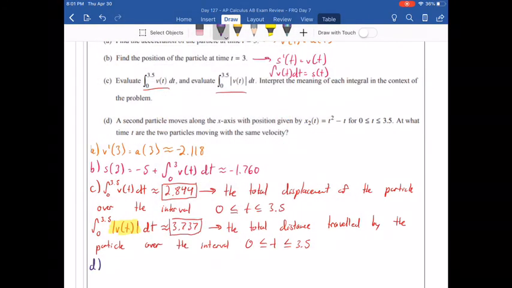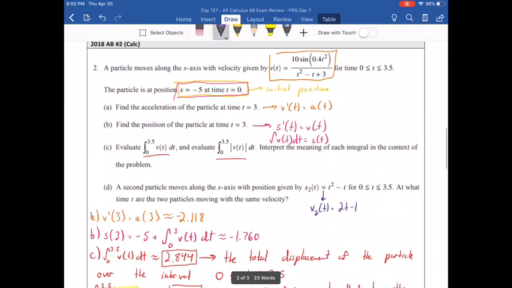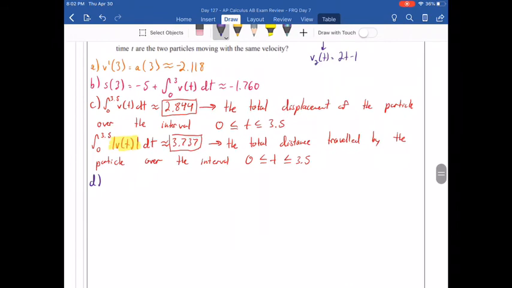A second particle moves along the x-axis with position given by x2 of t equal to t squared minus t for 0 less than or equal to t less than or equal to 3.5. At what time t are the two particles moving with the same velocity? So this is actually not too bad. We just have to quickly find the velocity function. The velocity function of this, we'll call it v sub 2, is just the derivative, which is 2t minus 1. So we literally just have to set these two velocity equations equal to each other and see where they intersect. So where is v of t equal to v sub 2 of t? That's literally all we do.